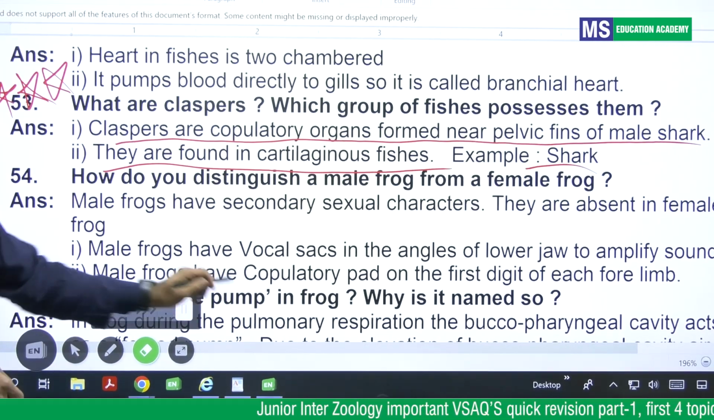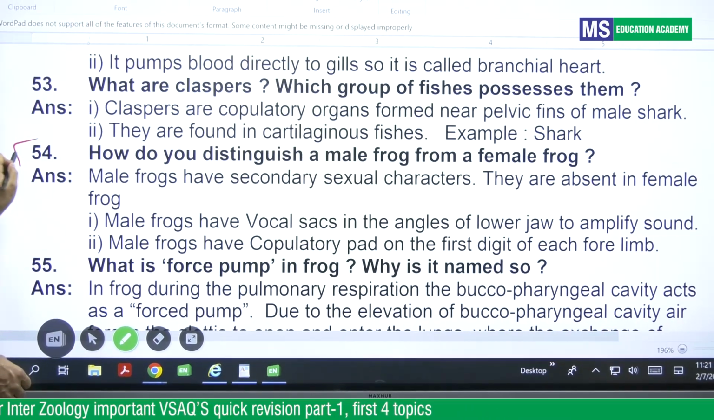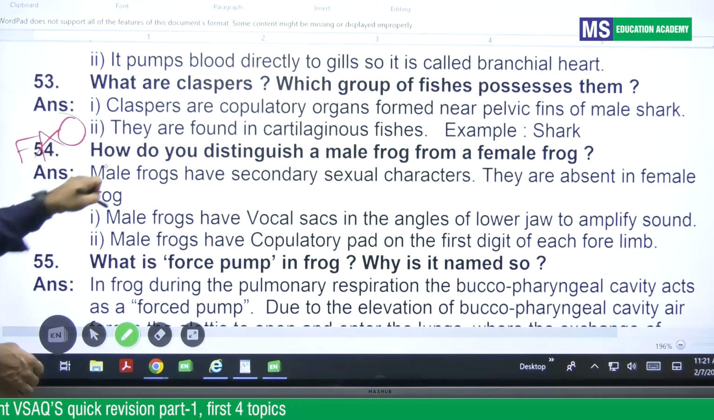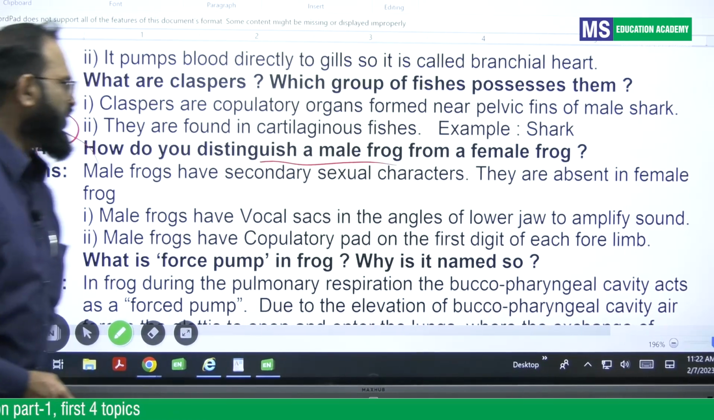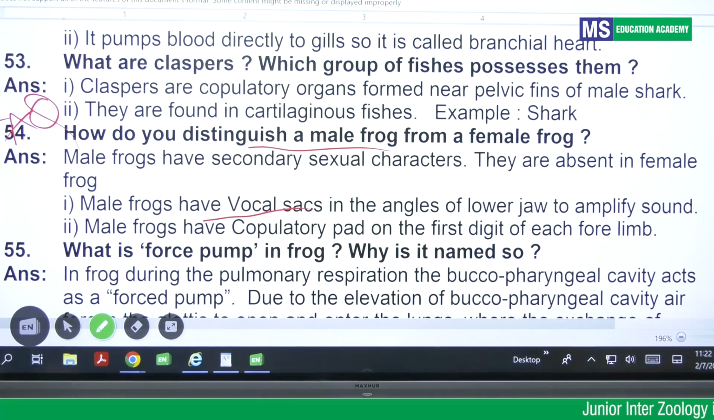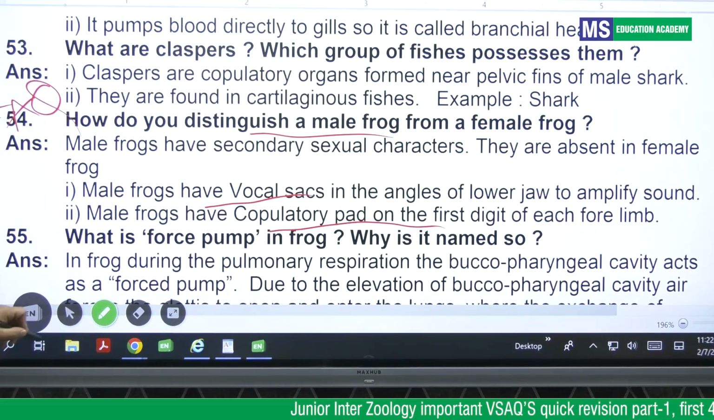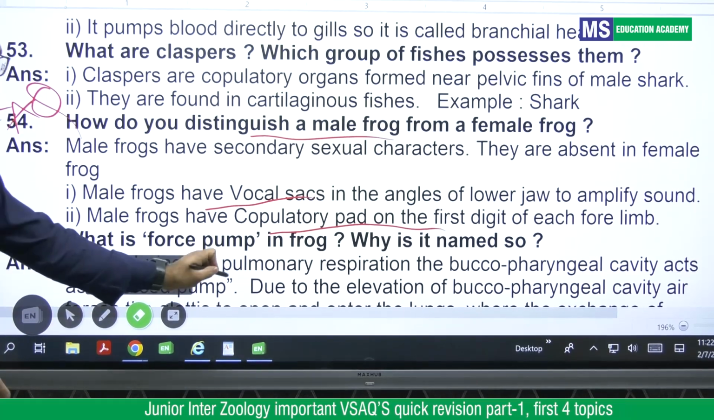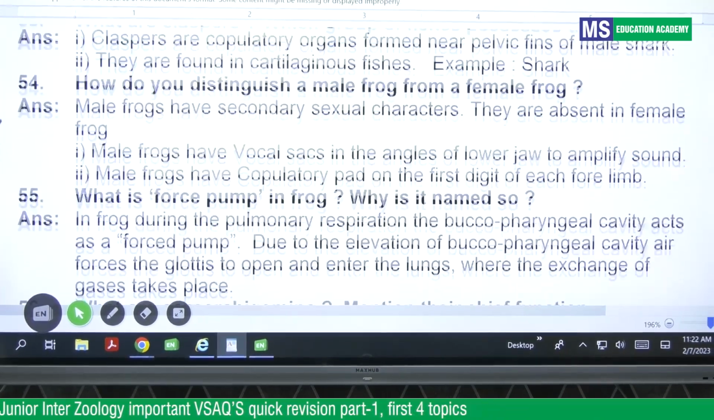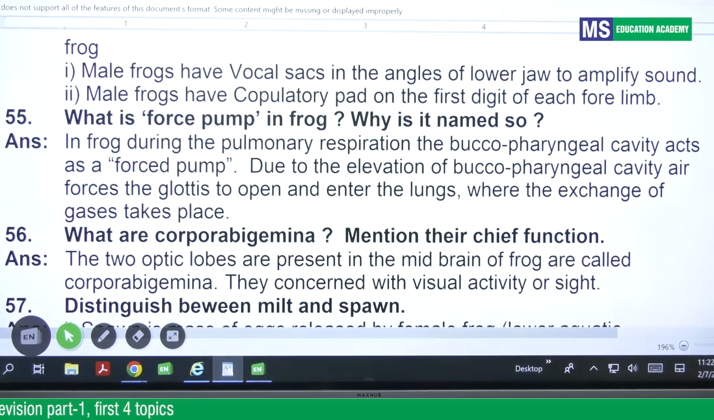So another important FAQ, students, how do you distinguish male and female frog? Male frog have vocal sacs. Male frog have copulatory pad on the first digit of forelimb, which are absent in female frog. Please go through this also. What is force pump in frog? Why is it named so?